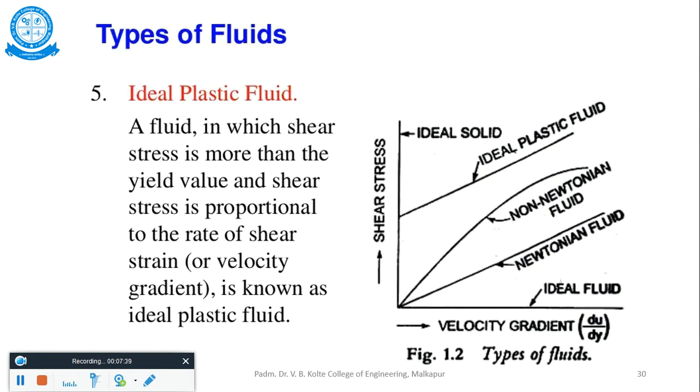And the fifth one is the ideal plastic fluid. A fluid in which shear stress is more than the yield value and the shear stress is proportional to the rate of shear strain or velocity gradient is known as an ideal plastic fluid.